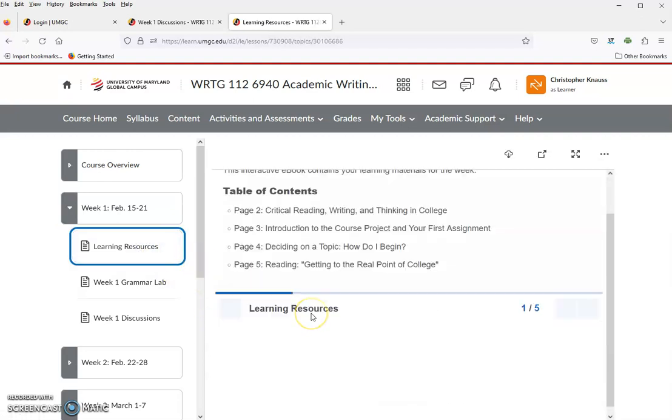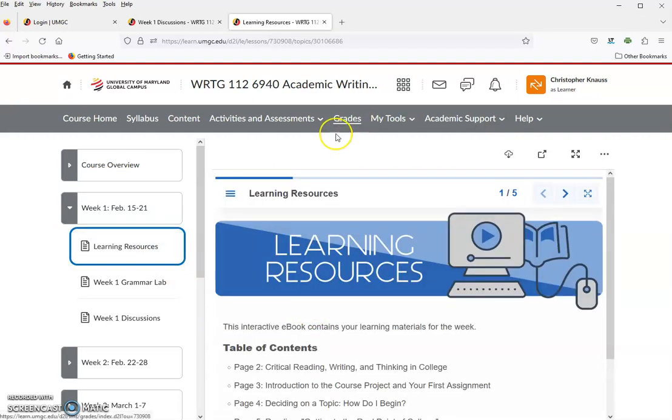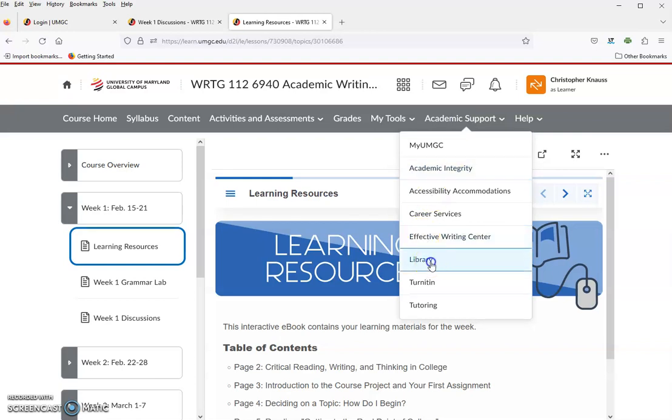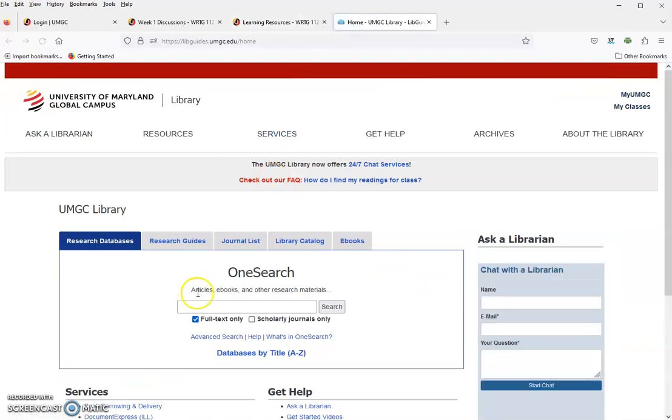And so I would suggest going to academic support, go to the library. For instance, I am interested in this ChatGPT. I just popped that in earlier because it's a topic that's really big right now, and I do a search on that in the UMGC library.